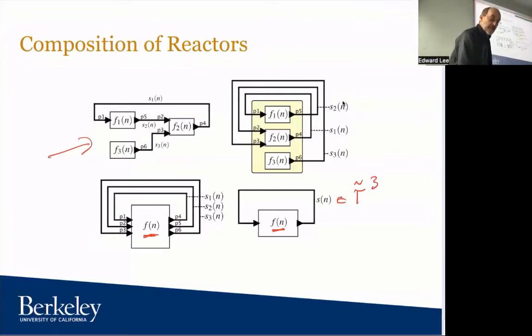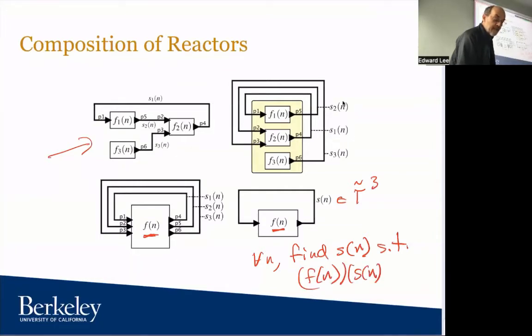Okay, so this means that at each n, for all n, the job of the execution framework is to find S of n such that the function f of n applied to S of n equals S of n. Right? It's a fixed point problem. Everything is a fixed point problem. In fact, once you sort of get used to the math behind this, you'll start to see literally everything is a fixed point problem. It's kind of scary.